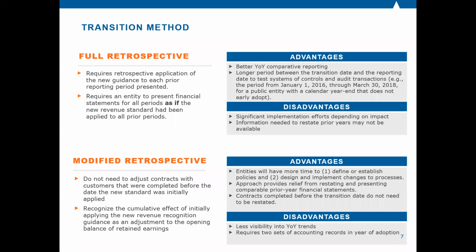The full retrospective transition method. This method applies the standard retrospectively to each prior reporting period presented in the financial statements. Assuming a calendar year, a private company adopts for the audited period December 31st, 2019, the new standard is applied retrospectively to each prior reporting period presented with the cumulative effect of the change recorded in retained earnings, likely as of January 1st, 2018.